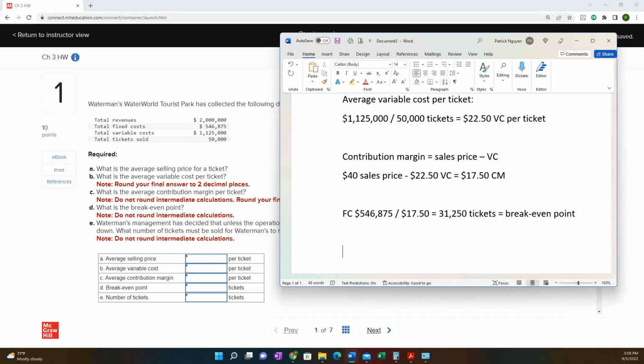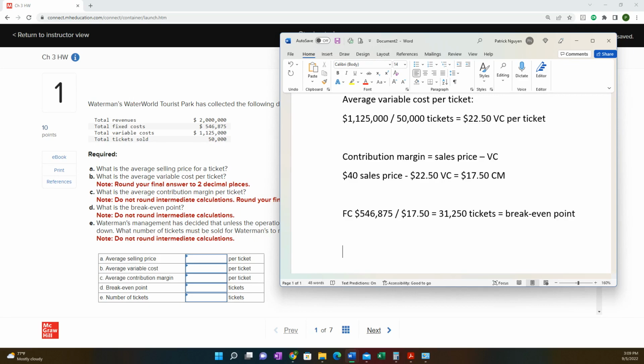So for this Waterworld Tourist Park, they probably paid millions of dollars to open and build this park, and so they've determined that they need to make at least $140,000 in operating profit a year so that the money invested is earning a reasonable rate of return. We already know that we need to sell at least 31,250 tickets to break even, but how many more tickets do we need after that to earn a profit of $140,000?